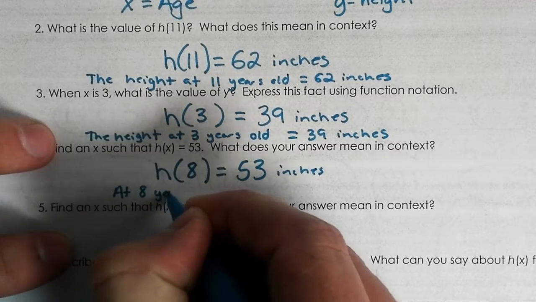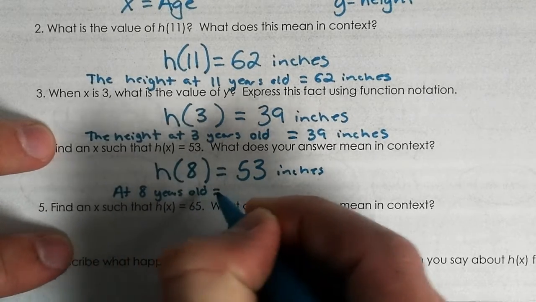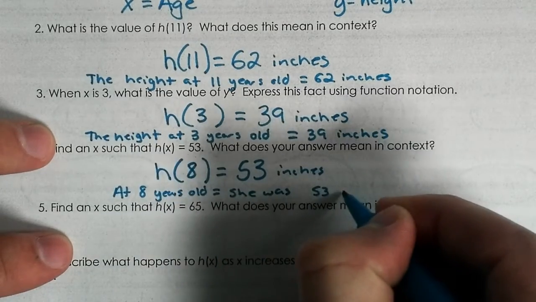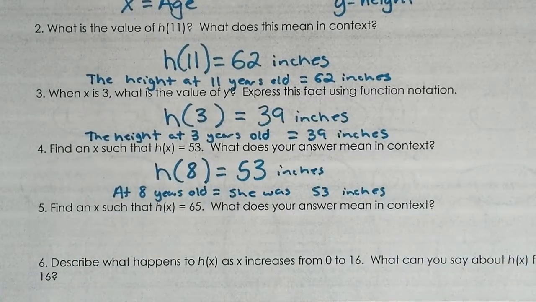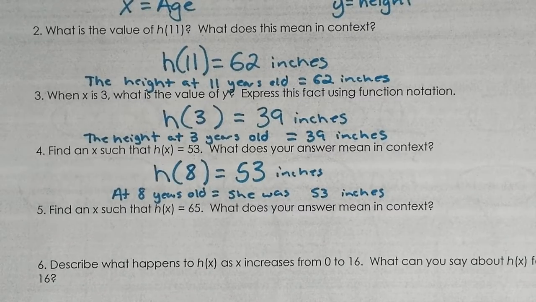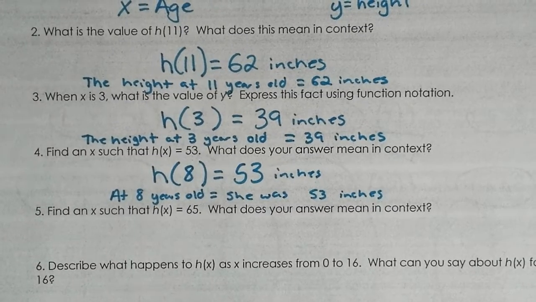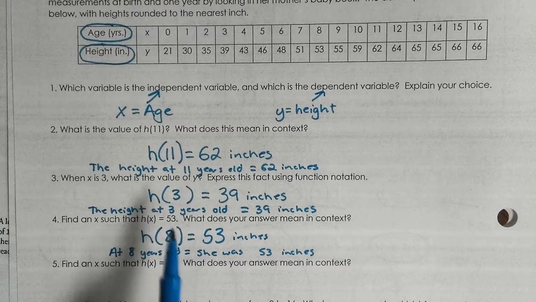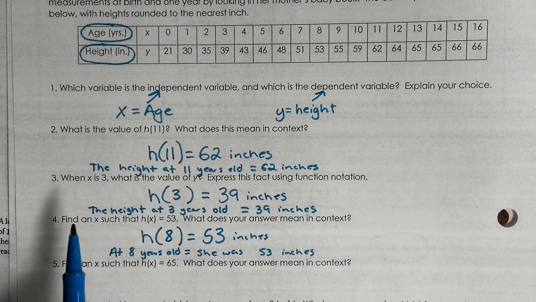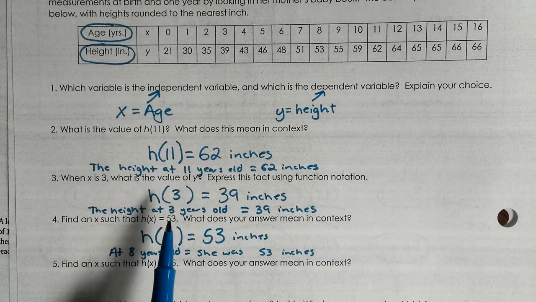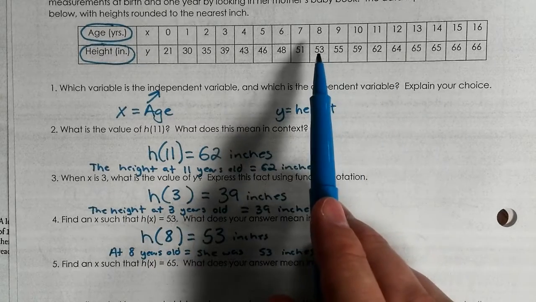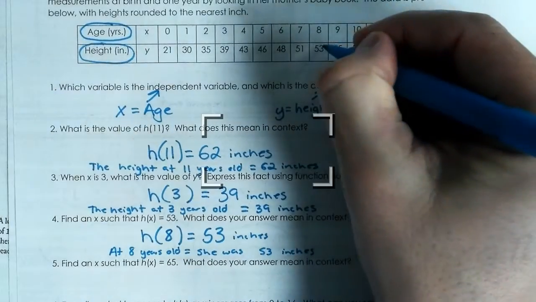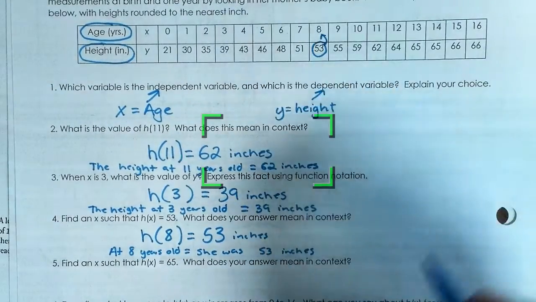At 8 years old, she was 53 inches. Again, from there, that one we kind of work backwards a little bit. Let me zoom out a little bit. That one, we were given her height, right? Find x such that her height equals 53. So her height is 53. What was her age when she was 53? 8, right? So we went from 53 to 8, right?